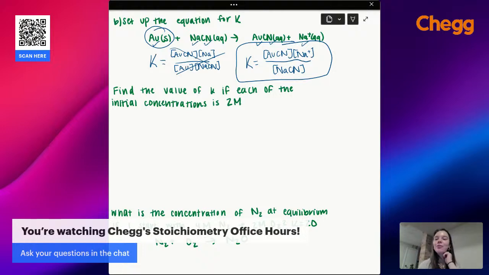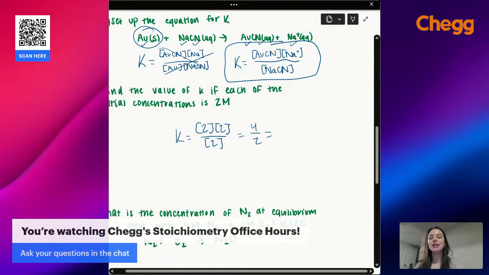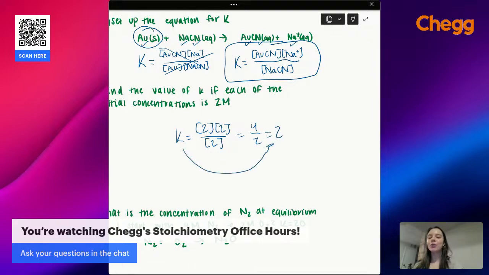All right, now we want to find the value of K for this problem above if each of the initial concentrations is 2 molars. So any ideas on how we would solve this? This would be a little tougher if we had some exponents, but basically, if all of the concentrations are 2 molars, we're just going to plug 2 in for every bracket. So we would have K equals 2 times 2 over 2, which if we solve that, we get 4 over 2, which is just 2. So K would equal 2.